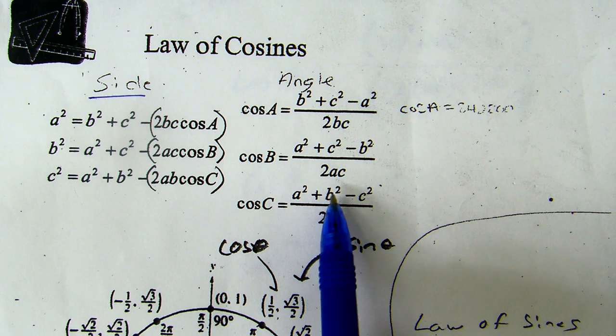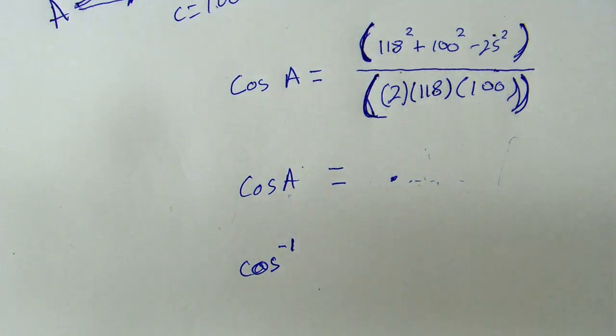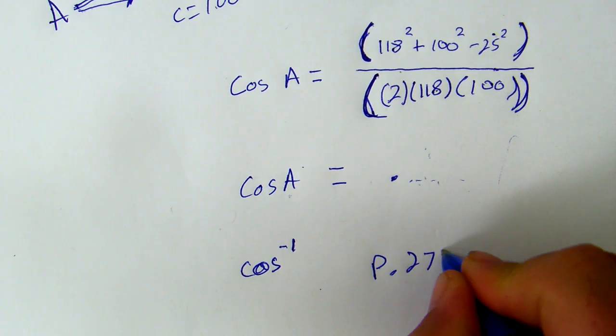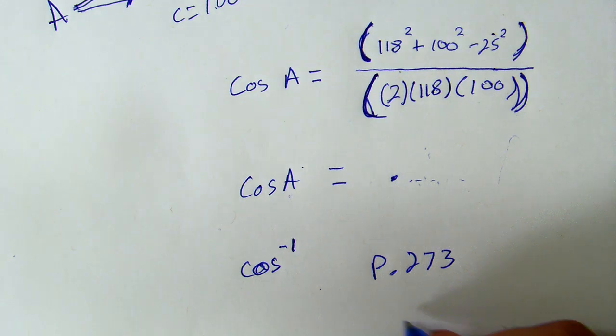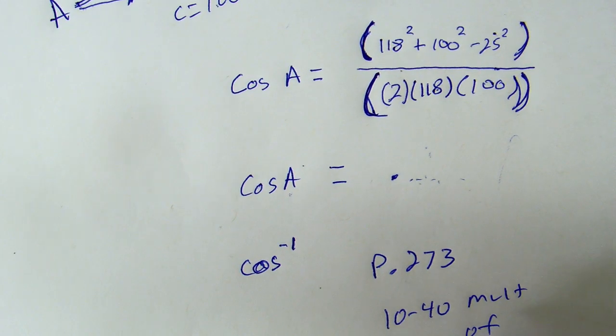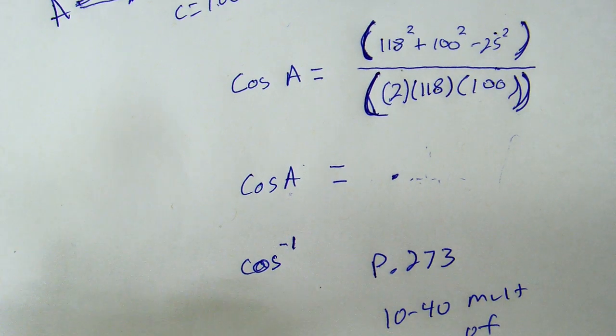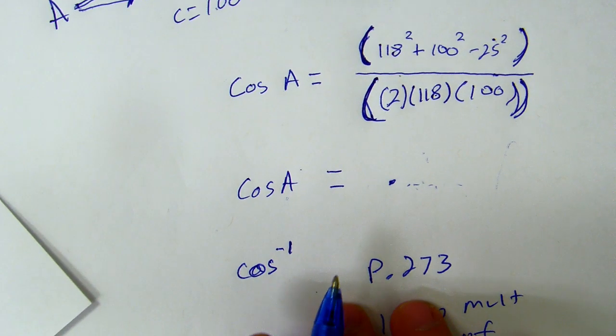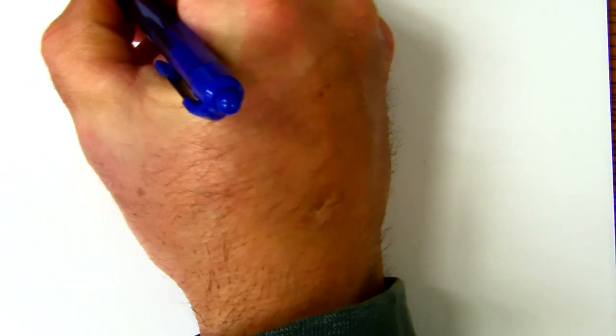Now, the assignment, and I know I gave it to you already, but the assignment that we did off the law of cosine section was page 273. And we did 10 through 40, multiples of 5. Okay? So that kind of takes care of section 4.3, the law of cosines. The next thing I would like to look at is section 4.4, and it is area of triangles.